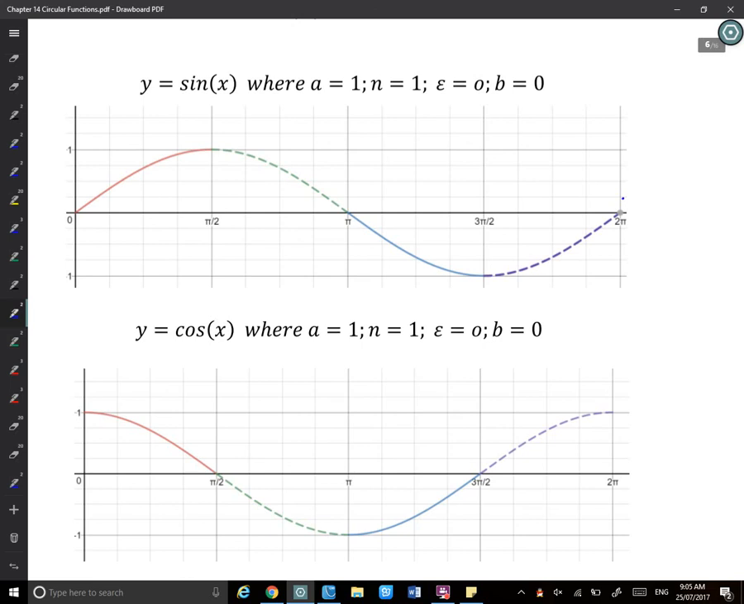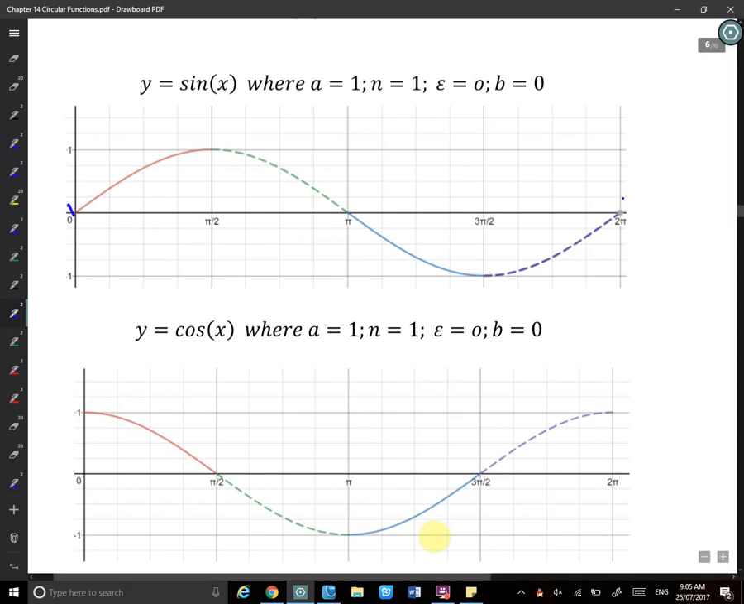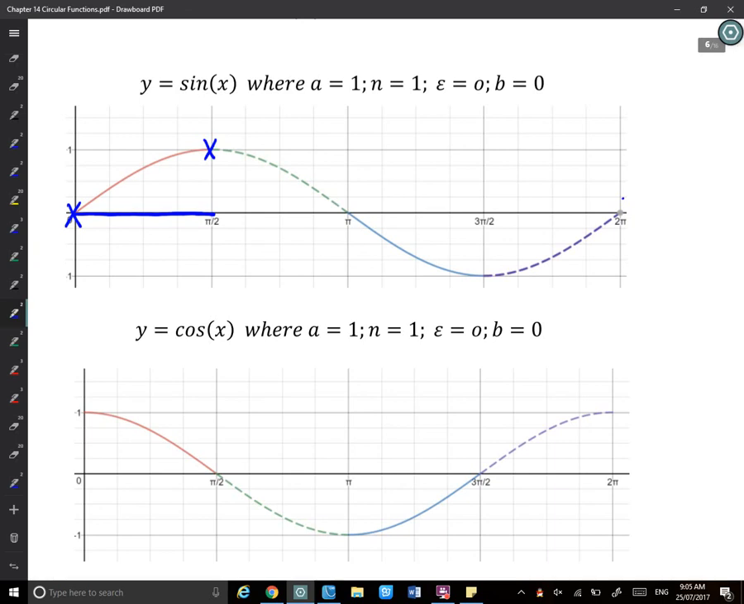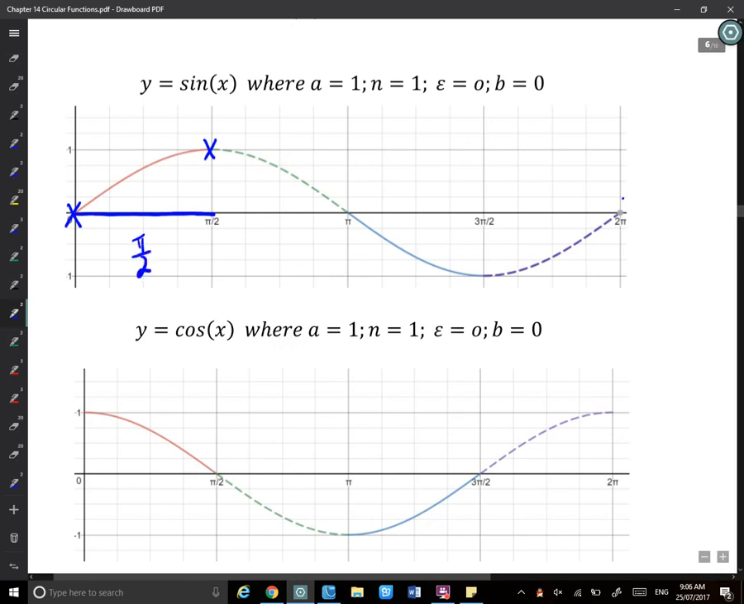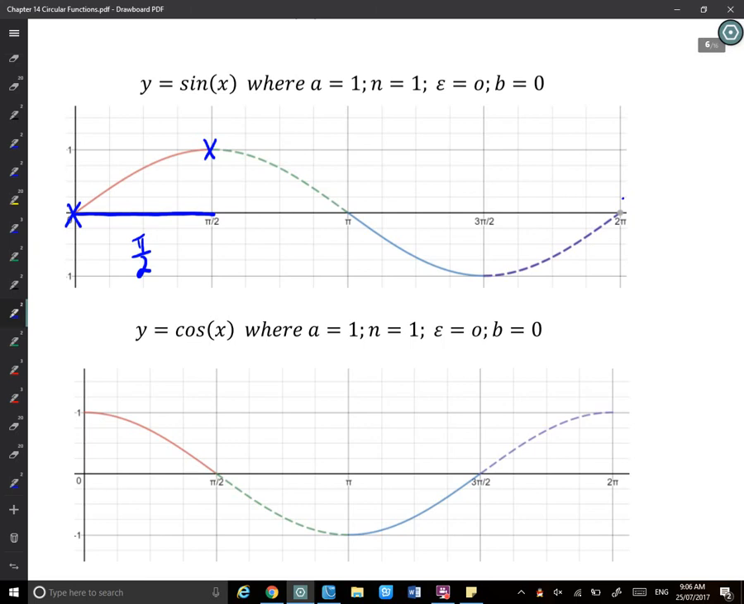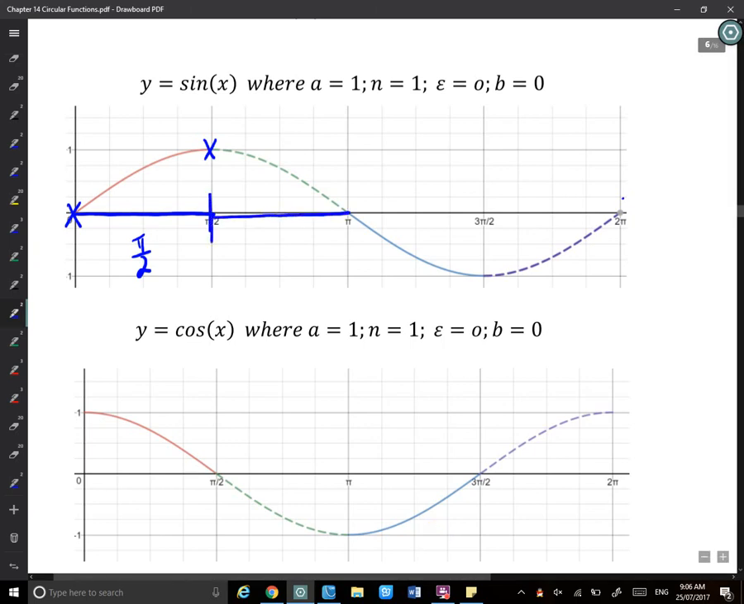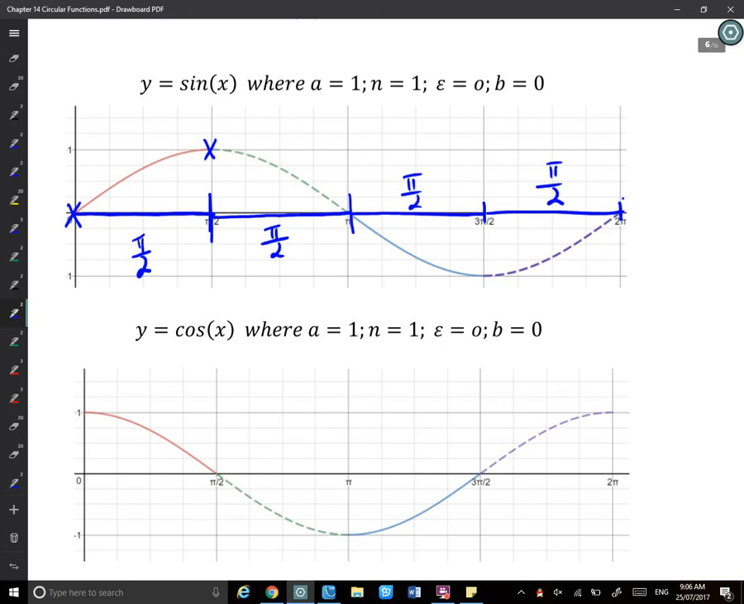Now think about the horizontal movement. For each movement, how far does the x move? For example, for the mean to the max, how far is the horizontal distance? Pi over 2. Then from the max to the mean, how long does it take? Pi over 2. How about mean to the minimum? Pi over 2 again. And the last one is also pi over 2. So in each period, it will experience 4 stages, and each stage takes a horizontal distance of pi over 2.